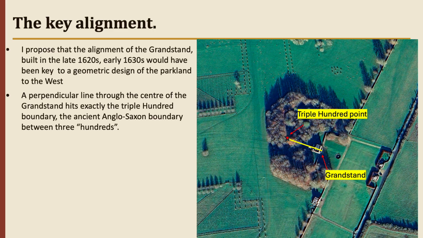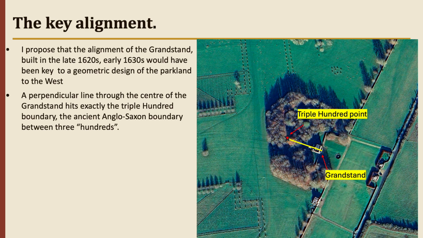So here's the key alignment, and I'm proposing that the grandstand building that you can see there on the right hand side from above is aligned in a particular direction. Why was it aligned in that direction? Well, if you draw a perpendicular line through the centre of the grandstand and extend it vaguely to the west, you see it hits exactly the triple hundred point.